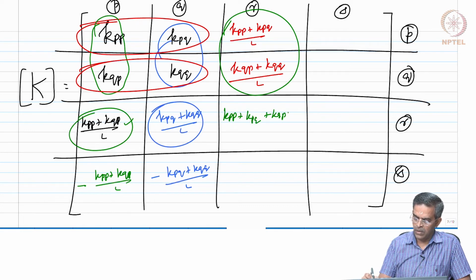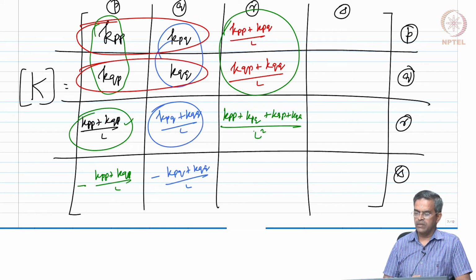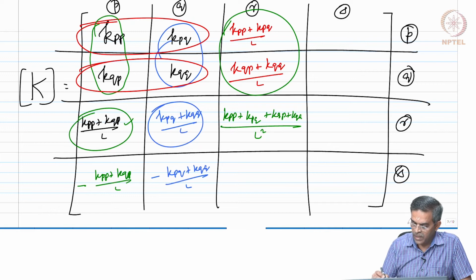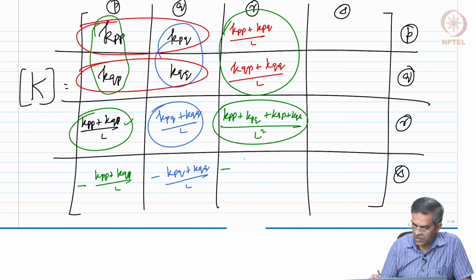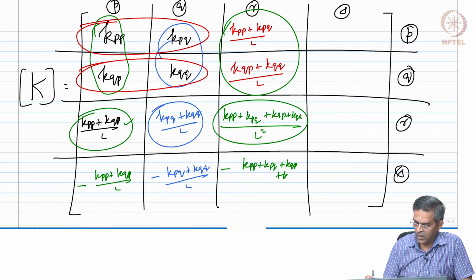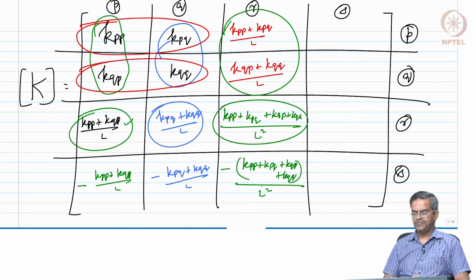KPQ, KQP, QQ by L square, isn't it? And this will be negative of this, minus of PP, PQ, QP, QQ by L square.